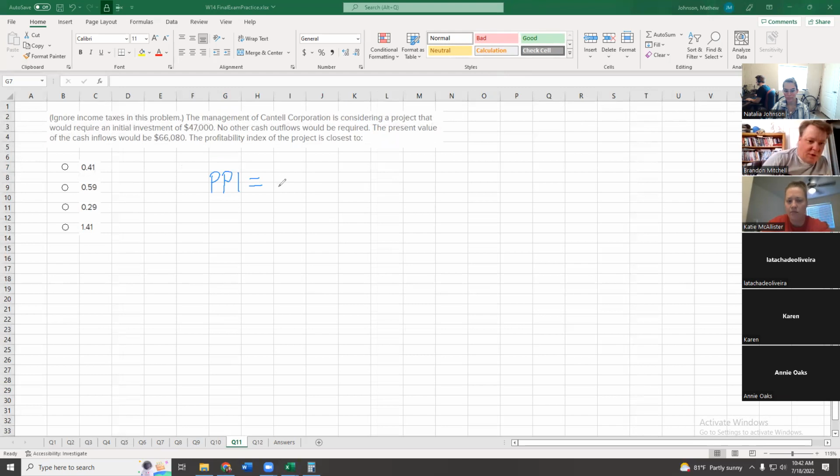It's your net present value divided by initial cash flow or initial investment. Is it, but it is the present value of the cash flows divided by the initial investment. Okay, so we don't really have to do anything backwards on this one. It's pretty straightforward. So present value, they give it to you: 66,080. And then divided by 47,000.